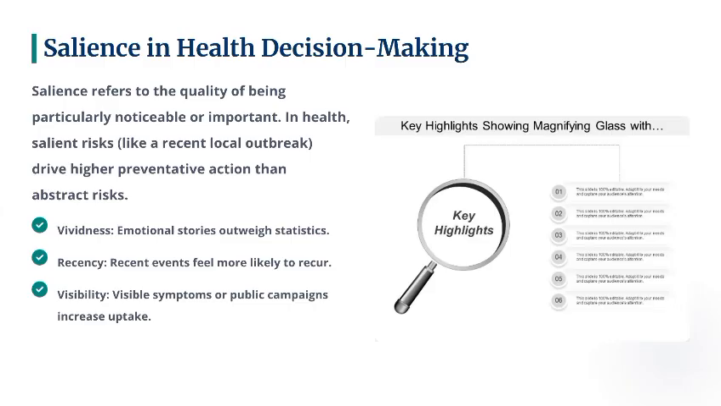Now, let's talk about salience and how noticeable the risk is. In health, salient risks like a local outbreak drive actions much faster than abstract ones. Vivid emotional stories often outweigh dry statistics. Salience refers to the quality of being particularly noticeable or important. In health, salient risks like a recent local outbreak drive higher preventative actions than abstract risks. It has 3 points: vividness, like emotional stories outweigh statistics; recency, recent events feel more likely to reoccur; and visibility, visible symptoms or public campaigns increase uptake.